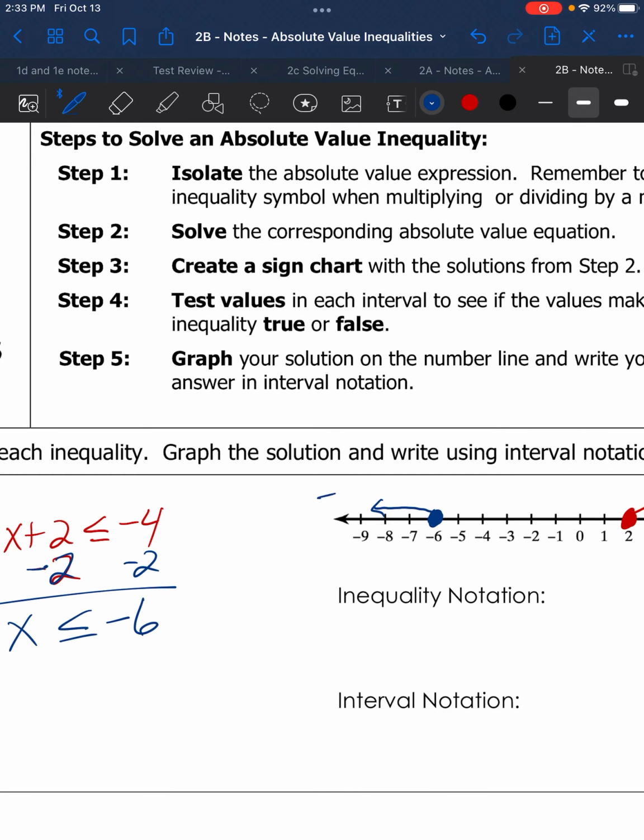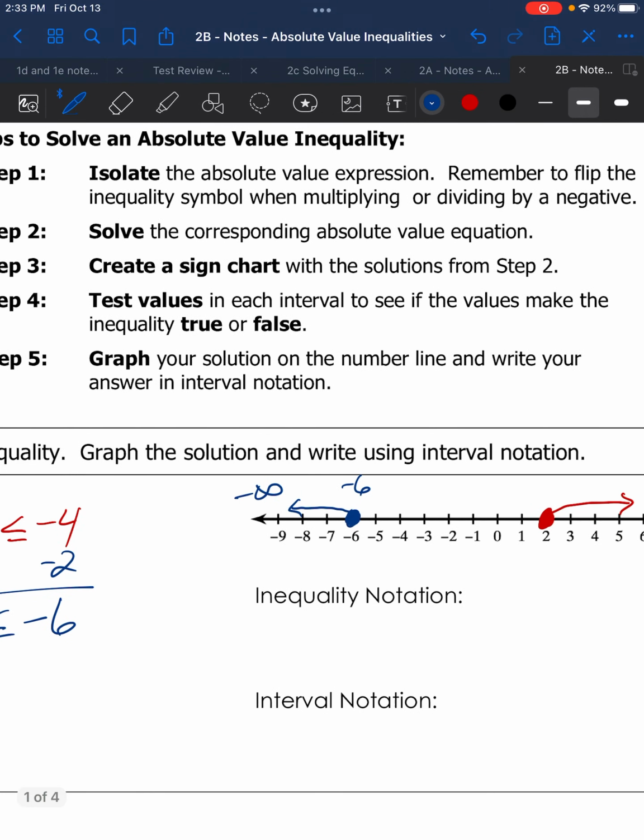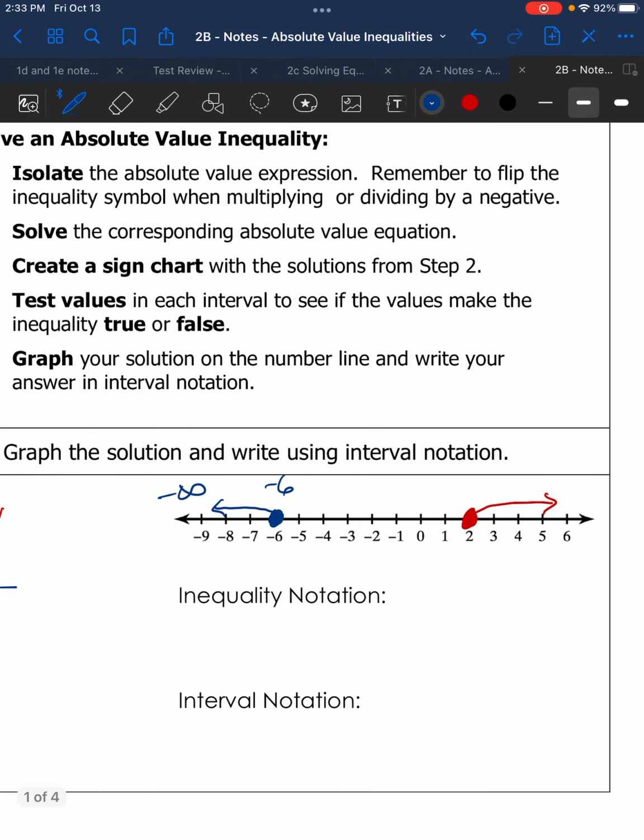So how far left is this going to go? It's going to go to -infinity, and then how far right? To -6. And on this other number, from 2, the other part of the inequality, it's going to go to the right to infinity. So in inequality notation, we're going to write the left side, -infinity is the smallest number, and it's never going to be equal to -infinity or infinity, and it's going to be equal to -6.